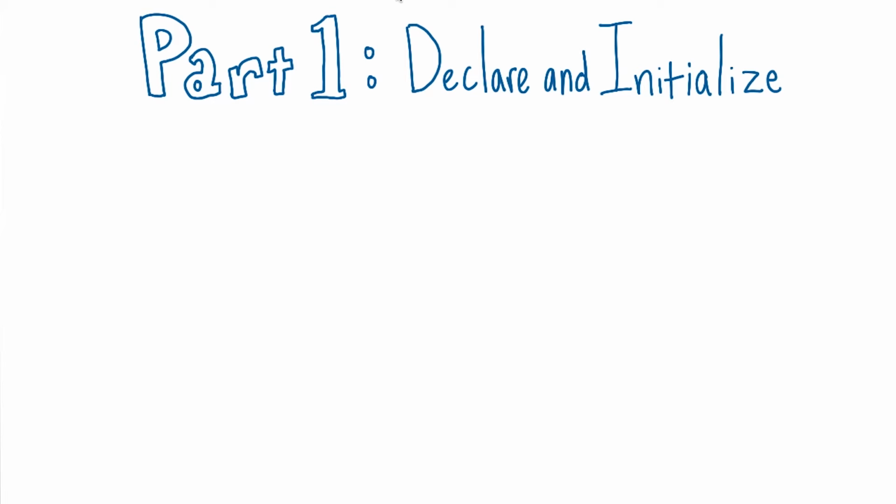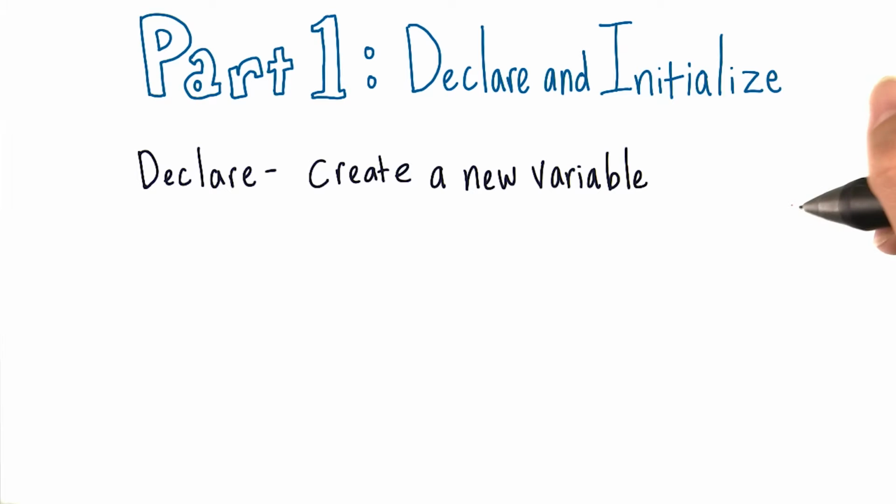You're going to start by practicing identifying errors when creating new variables. Now, if you want to use some technical verbiage, what you're actually doing is finding errors with declaring and initializing variables.